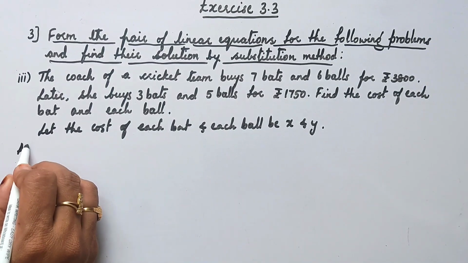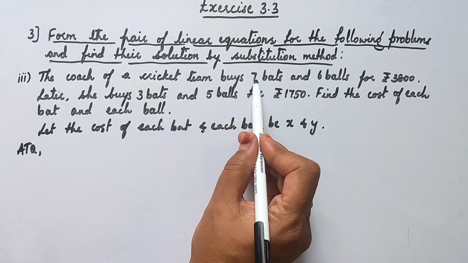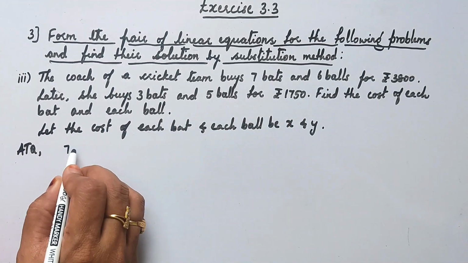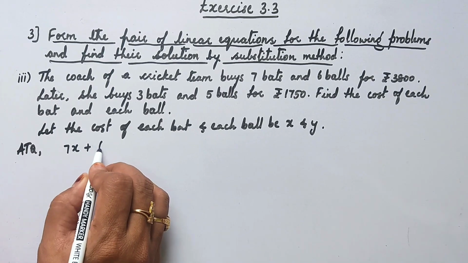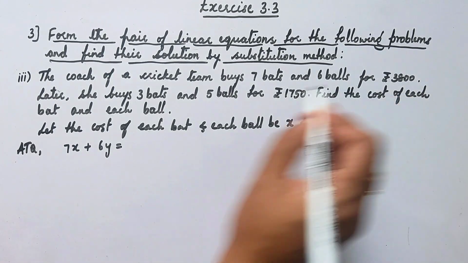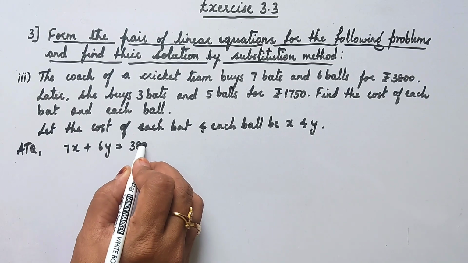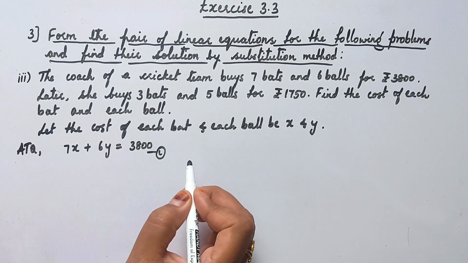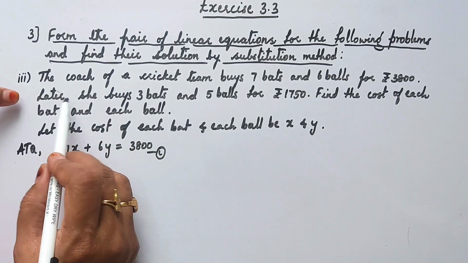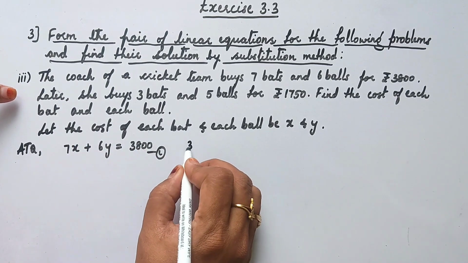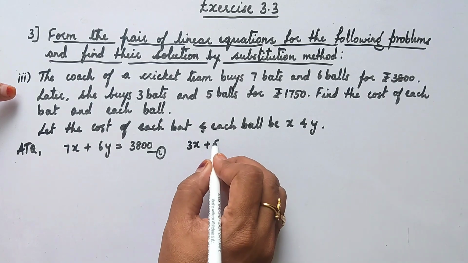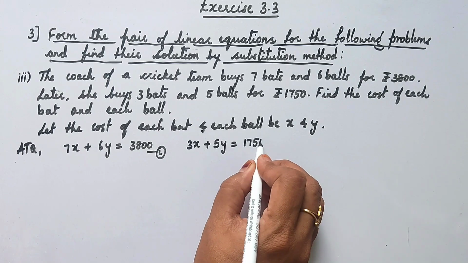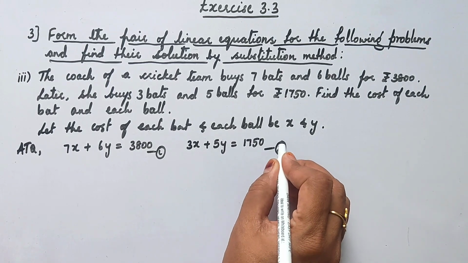Now according to the question, we have got here 7 bats and 6 balls: 7x plus 6y equal to 3,800 rupees. Okay, this is equation 1. And later she buys 3 bats, that is 3x plus 5y equal to 1,750 rupees. Let this be equation 2.